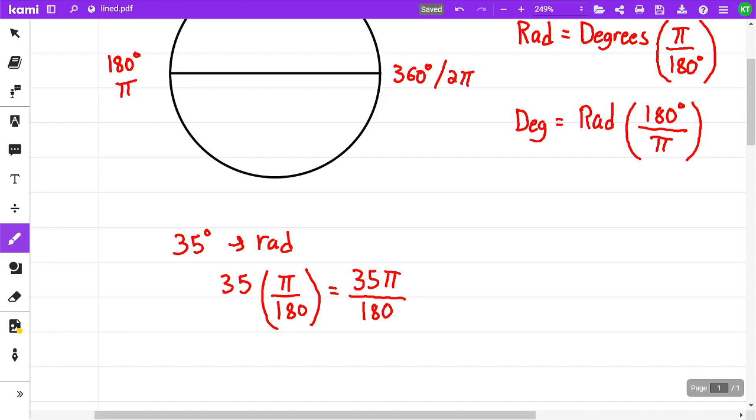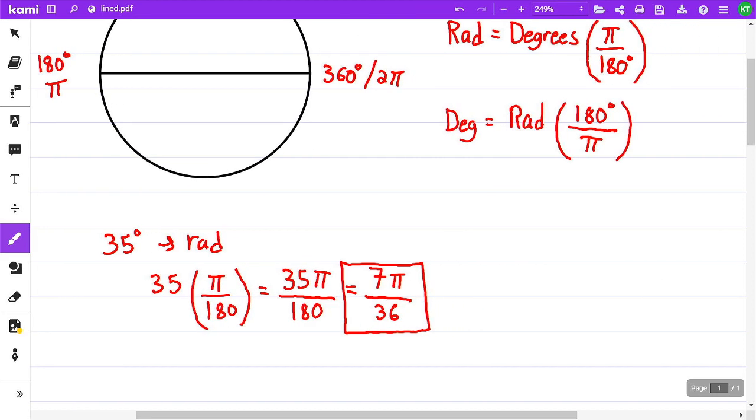And so we can leave this as it is, but we actually don't want to because it's not completely simplified. So I know 35 and 180 are both divisible by 5. So I go ahead and divide 35 by 5, which gives me 7, so I'll have 7 pi. And then 180 divided by 5 will give me 36. So 35 degrees in radians equals 7 pi over 36. So that is converting from degrees to radians. And again, we want to make this as simplified as possible in our final answer.